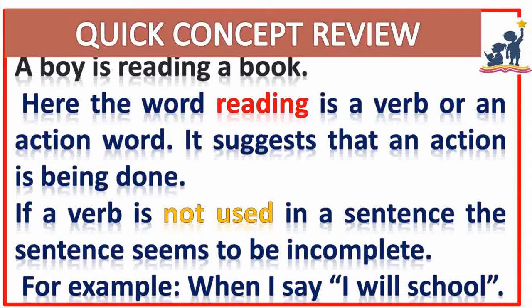Here is an example. A boy is reading a book. Here the word reading is a verb or an action word. It suggests that an action is being done. If a verb is not used in a sentence, the sentence seems to be incomplete. For example, when I say I will school, here without the use of a verb, the sentence is incomplete.